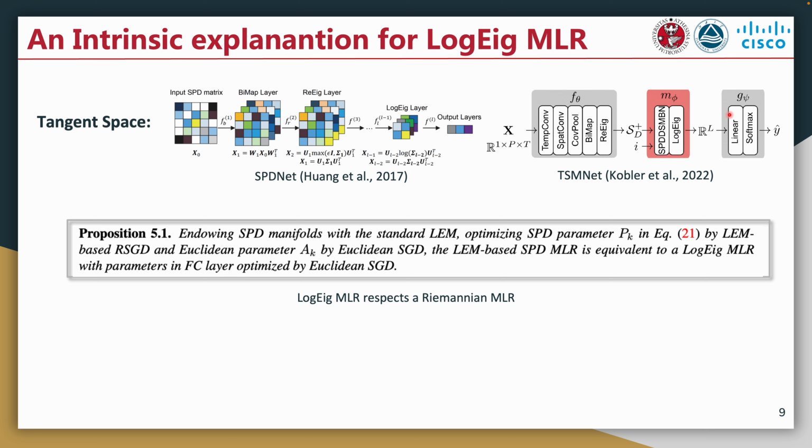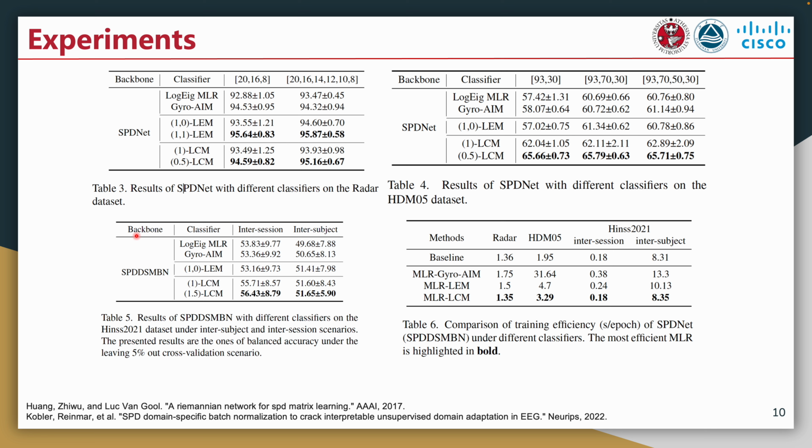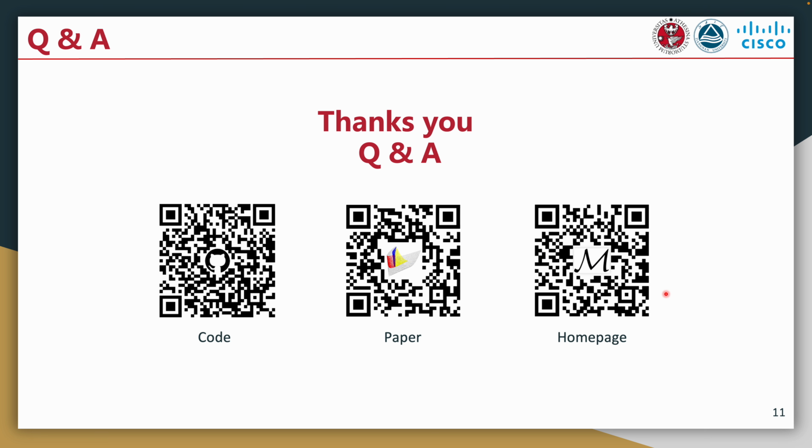For a very popular classifier, which is composed of the matrix logarithm, FC layer, and the softmax, it implicitly respects a Riemannian classifier, which is described in this proposition. Here are our experiment results. We found that our classifier achieves better performance with minor extra computational cost. Our paper and code are publicly available. Thank you for listening.